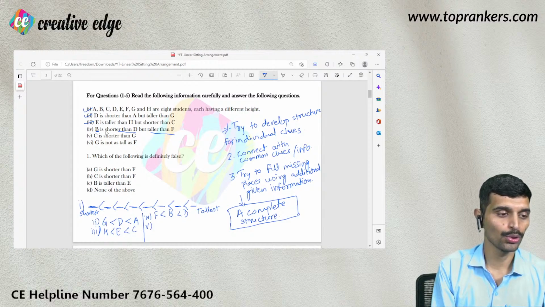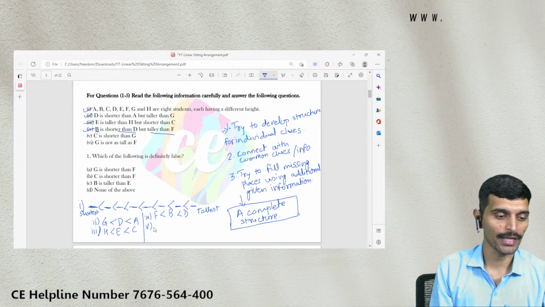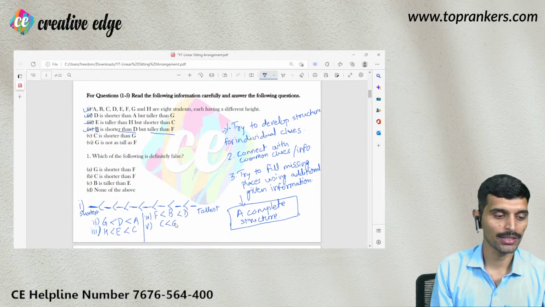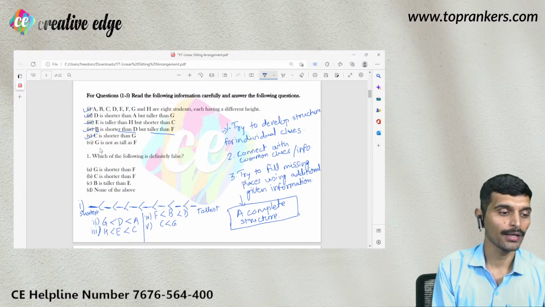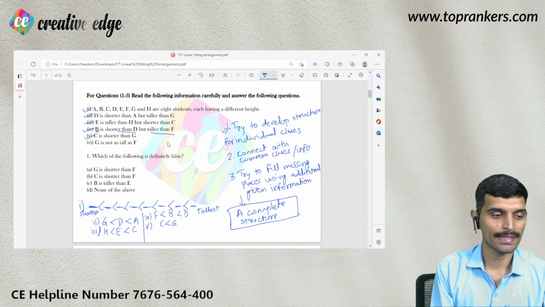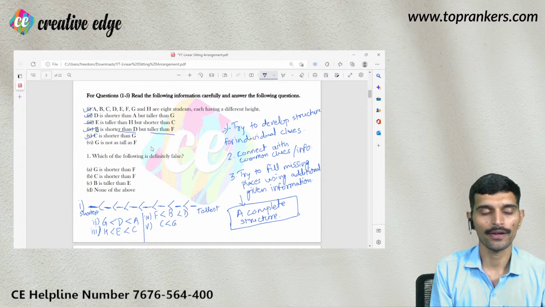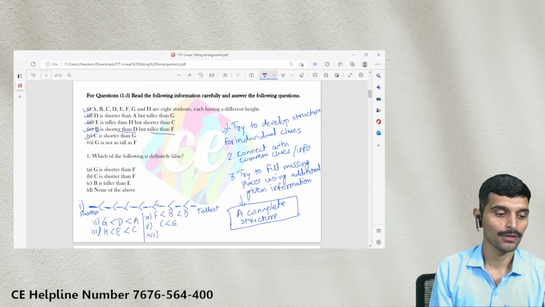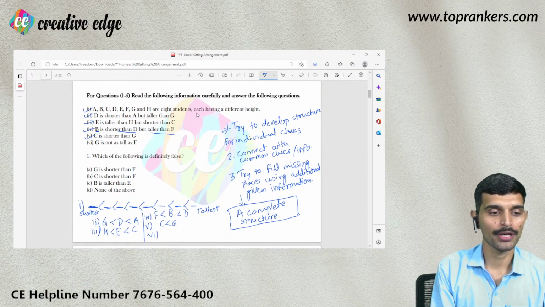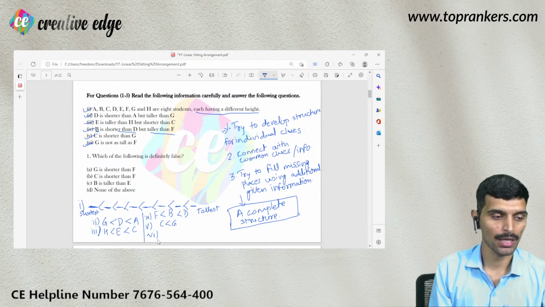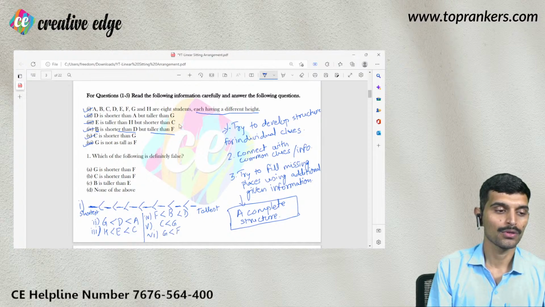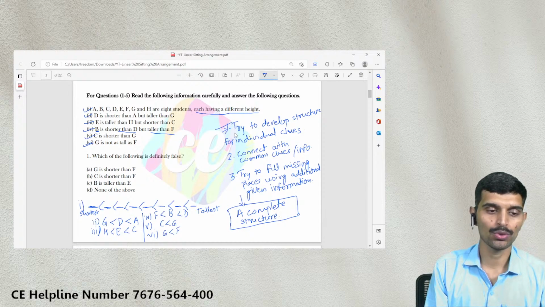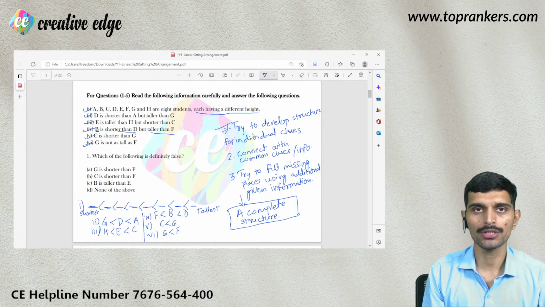Now let's move to clue number five. C is shorter than G, right? And G is not as tall as F, so G must be shorter than F, right? Why can it not be equal to F? Because it is given that each has a different height. So on that basis, I can say G is shorter than F. So we have developed individual structures, right?